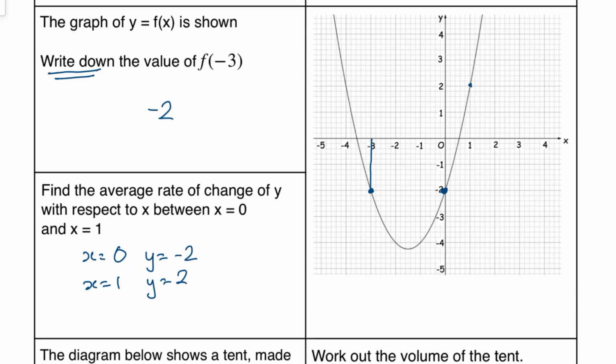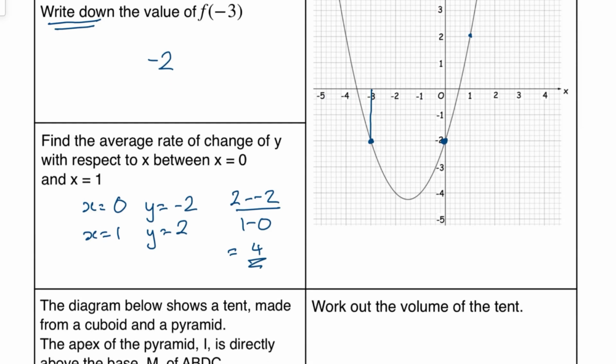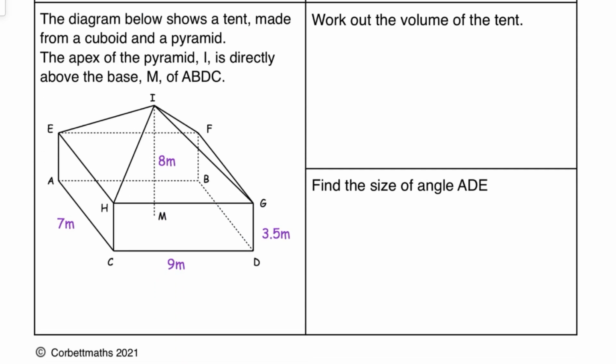So therefore my gradient, in other words the change between the two, is going to be 2 minus minus 2 over 1 minus 0, which is 2 minus minus 2 is 4, over 1 is 1, and so this answer is going to be 4. Good, not too bad at all. Really good understanding question. I'd like that question a lot.